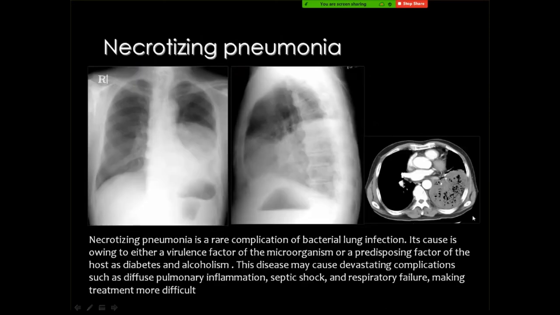Then you may get a lesion like this. It's a consolidated area of the lung with multiple air loculi inside due to necrosis, and this is what we call necrotizing pneumonia. And this necrotizing pneumonia is either because of the virulent organism or because of the lower immunity of the patient.